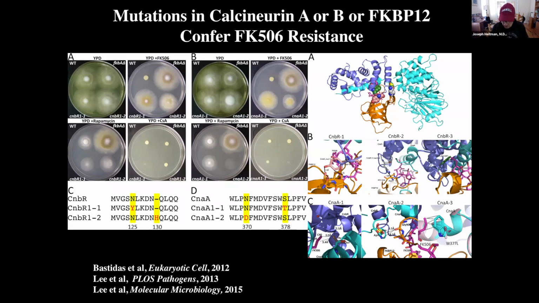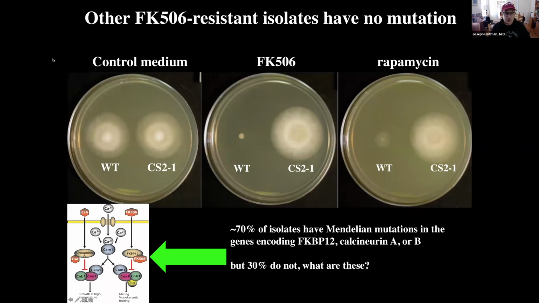It's interesting, but what turned out to be even more interesting was a second class of drug-resistant variants. And one such isolate is shown here. This is the control medium. Here, the wild type is sensitive to FK506. This isolate is resistant to FK506, and it's also cross-resistant to a second drug called rapamycin. And like FK506, rapamycin binds to FKBP12 and inhibits a target in the cell, in this case called TOR. So the fact that these isolates are resistant to both drugs implicates FKBP12 in the basis for their resistance.